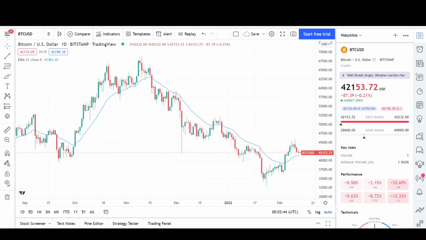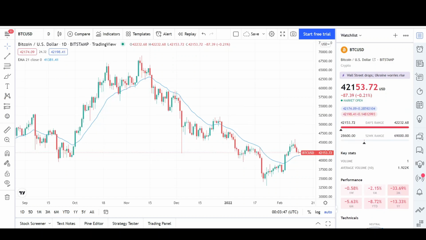ticker symbol BTC/USD. This was a viewer's request, and thank you for your donation.